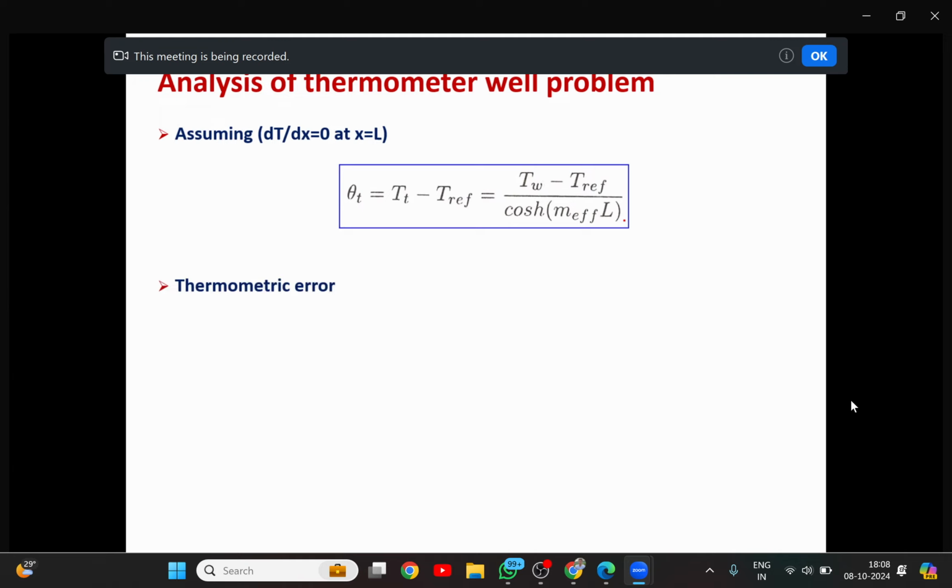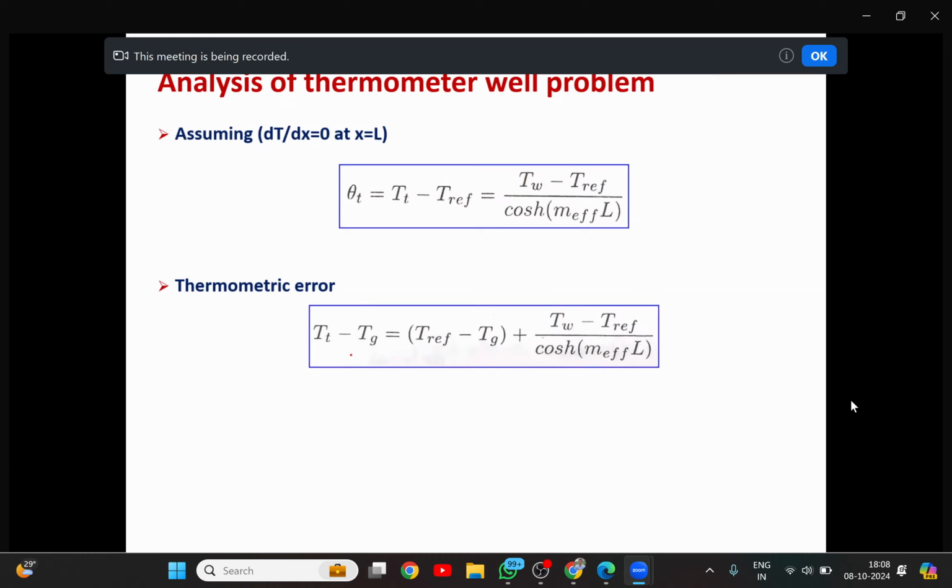Your thermometric error is always what you measure, that is T_T, minus what you intend to measure, that is T_G, the gas temperature. So the thermometric error is T_T minus T_G, which is basically your reference temperature going to the right-hand side, and you subtract T_G. The right-hand side becomes T_ref minus T_G plus this term here, (T_W minus T_ref) divided by cosh(m_effective L).